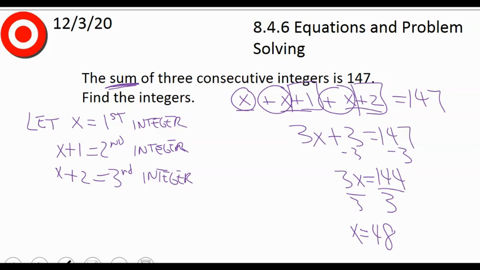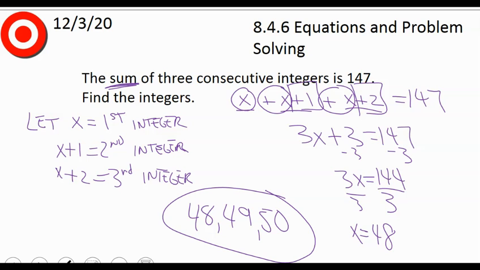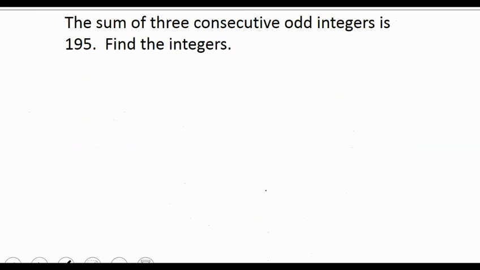Let's go back now. It said find the integers. So three consecutive integers that add up to 147. I know my first one's 48 because I already solved and figured out x, which was the first integer, is 48. So my second integer would be 48 plus 1, which is 49. And my third one would be 48 plus 2, which is 50. And if I check myself and do 48 plus 49 plus 50, I get 147. So this is correct. All right, let's try another.